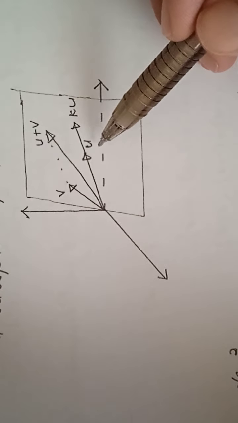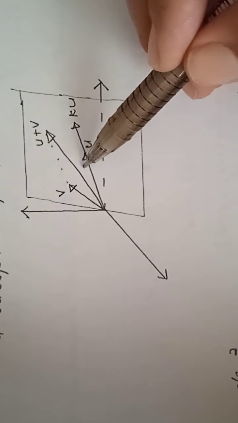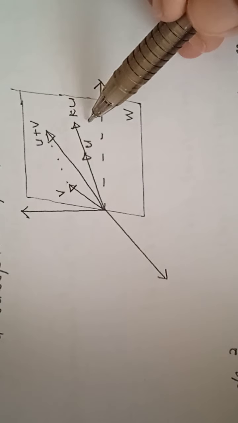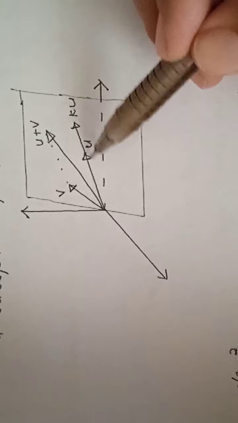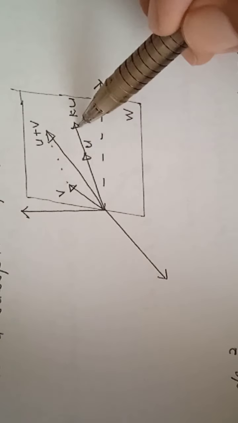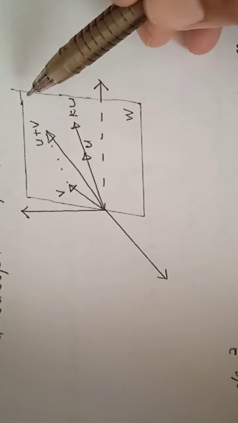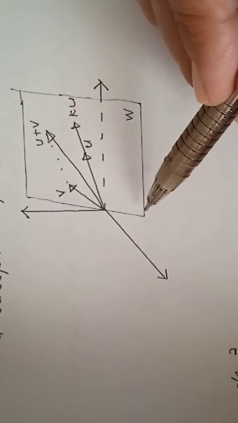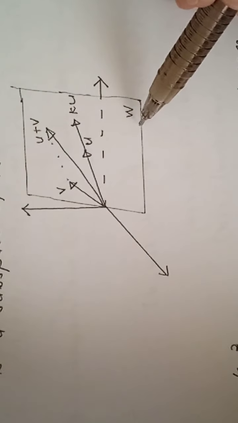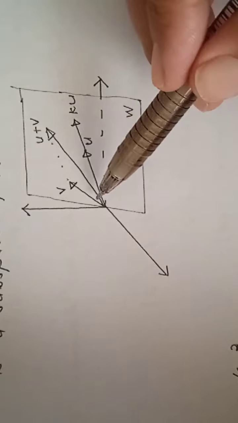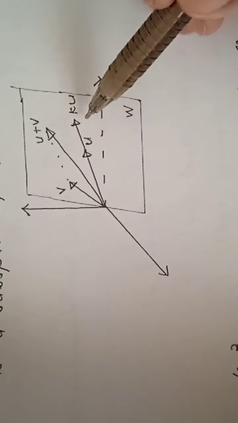Second condition: this is u. Let k be any scalar, and ku means the extension of u. So we have this one. The extension of u also lies in the plane in R3. So the second condition is also met.